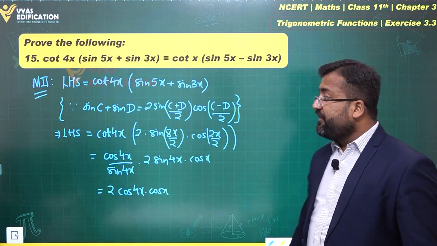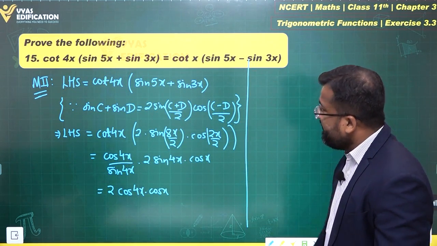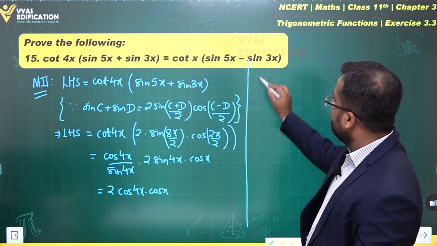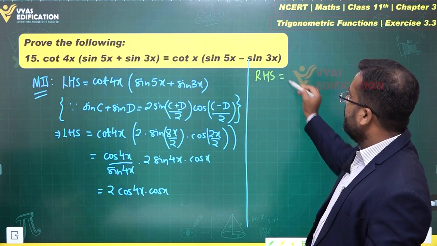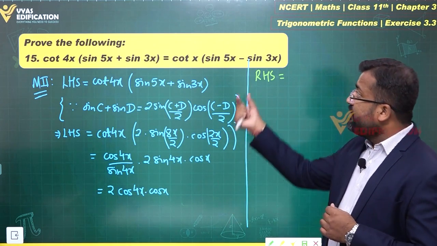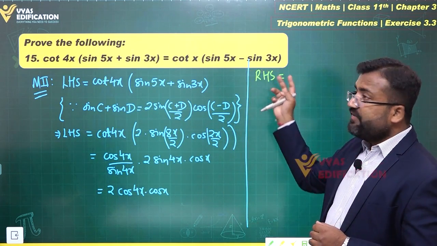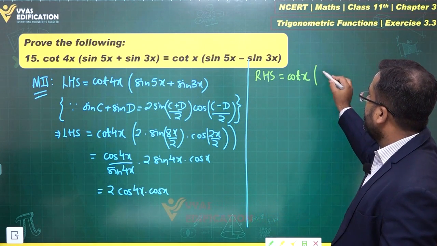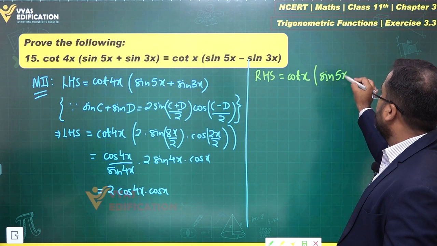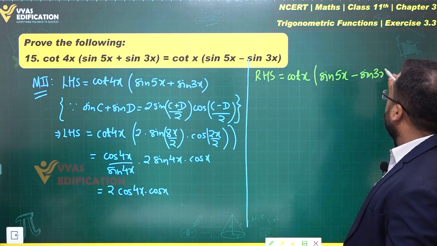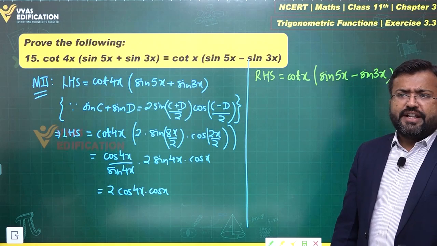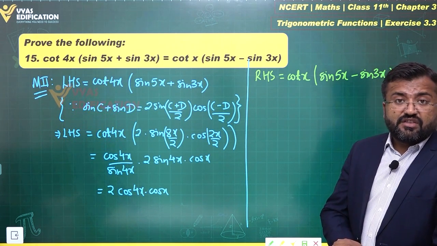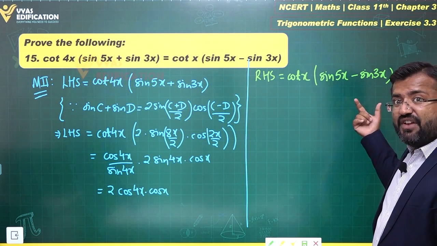Now what about the simplified version of RHS? Can we also simplify the RHS in a similar manner? Yes, we can simplify the RHS. Let's write the RHS first. In the RHS you have a cot x outside and you have sine 5x minus sine 3x in the bracket. Now cot x at max we can write it as cos x upon sine x, but that's not required now. What is more useful is to simplify this sine 5x minus sine 3x.